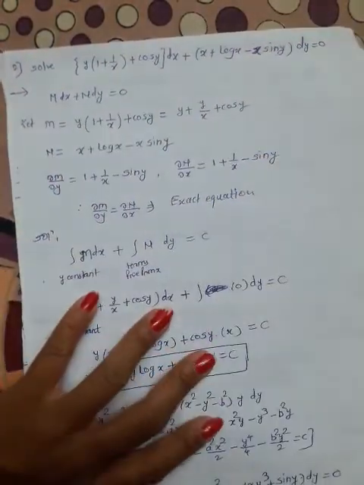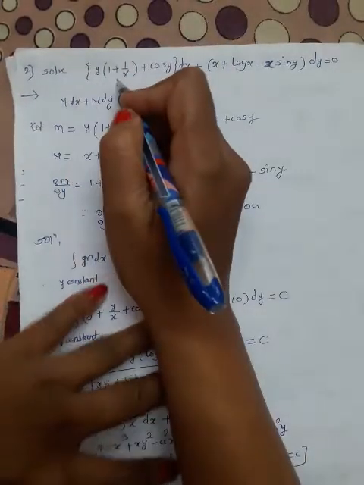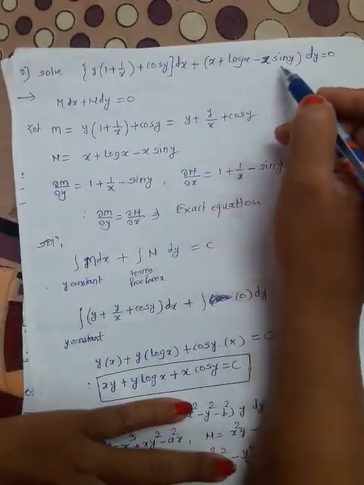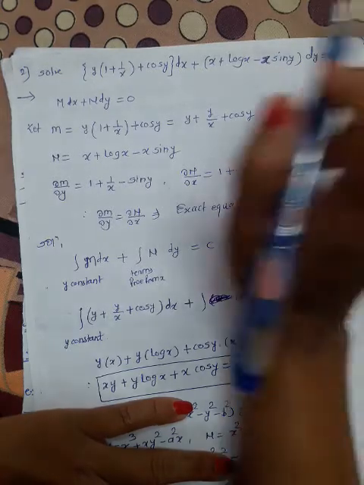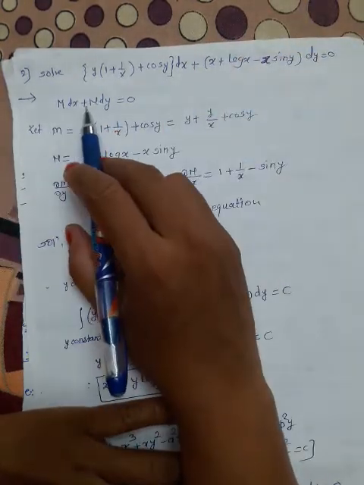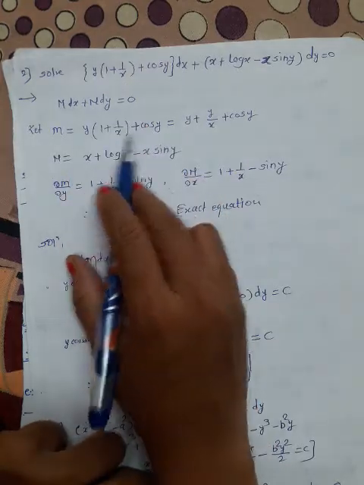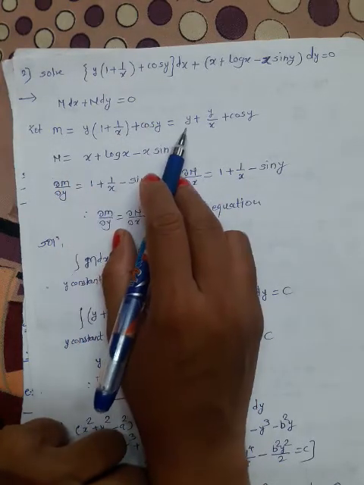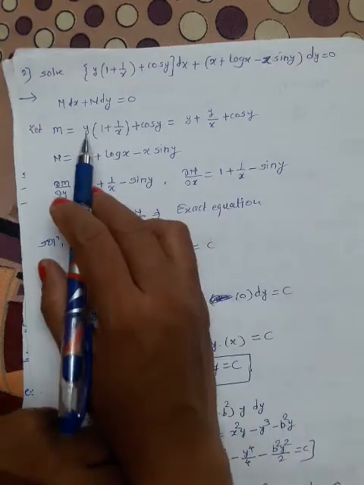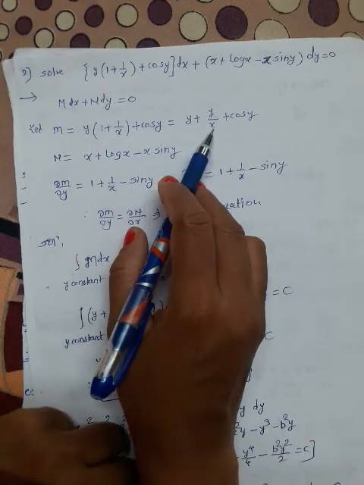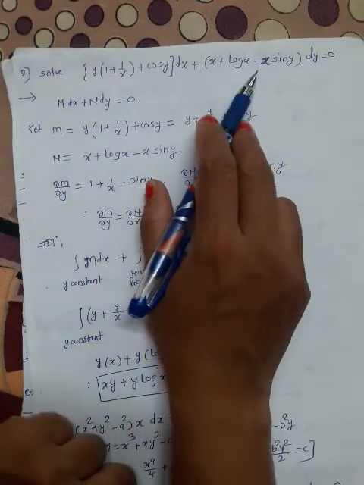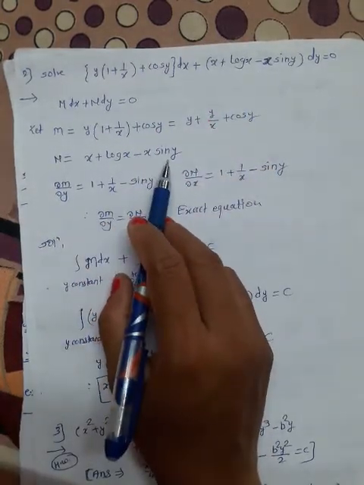Solve y(1 plus x plus cos y) dx plus (x plus log x minus x sin y) dy is equal to 0. By comparing with M dx plus N dy, M is this bracket. Take this y inside so that we can easily calculate the derivative. We get y plus y by x plus y cos y. N is this term, x plus log x minus x sin y.